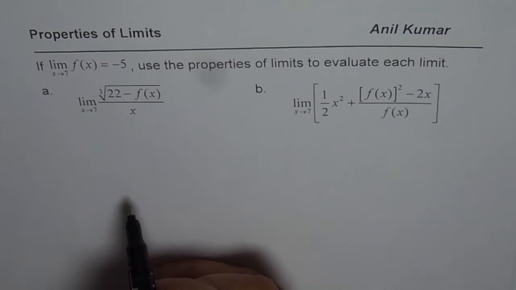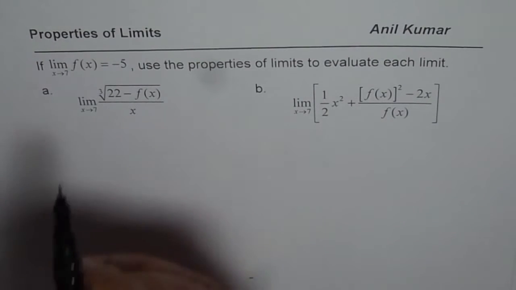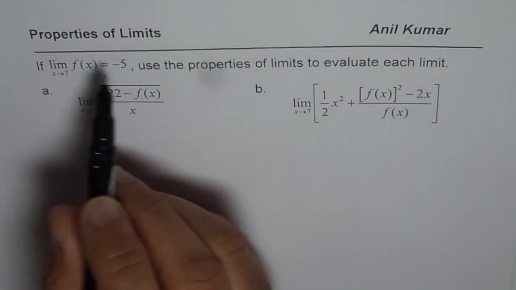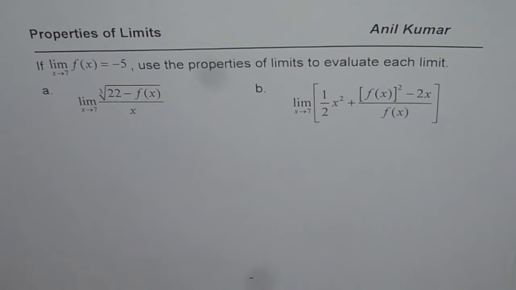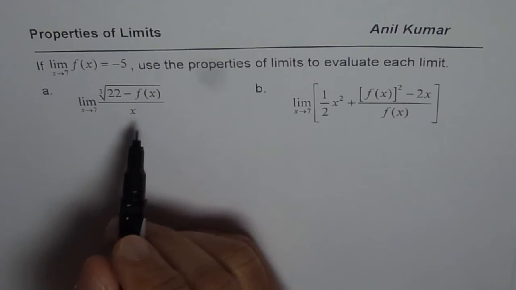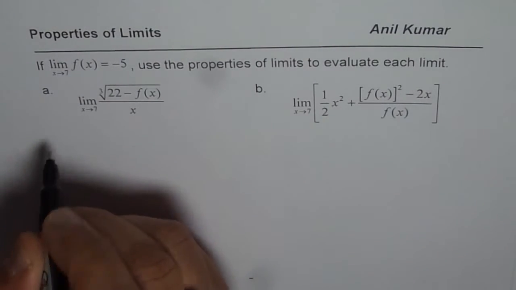Now you can actually pause the video, solve the question, and then look into my suggestion. Now let us apply the properties of limits and find the solution. When we say properties of limits, what do we really mean? We have properties that sum of limits is same as the limit of the sum, product of limits is same as limit of the products, quotient of limit is same as quotient of the limits, right? So we'll apply those properties. Let's begin with the very first one.